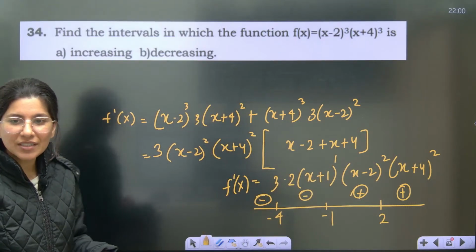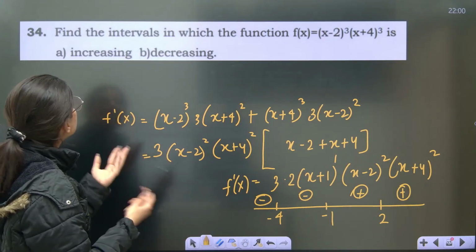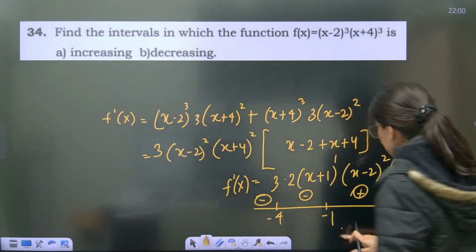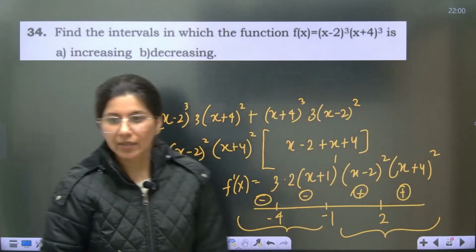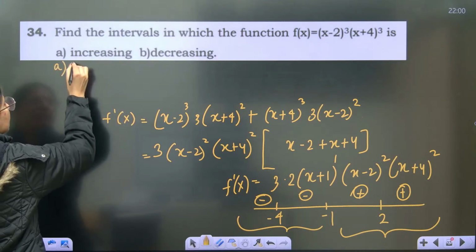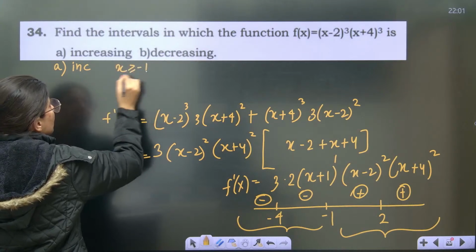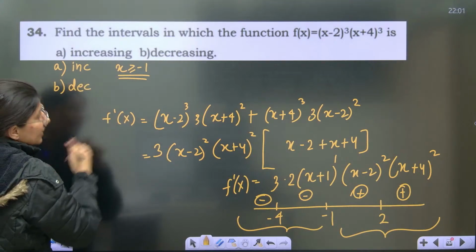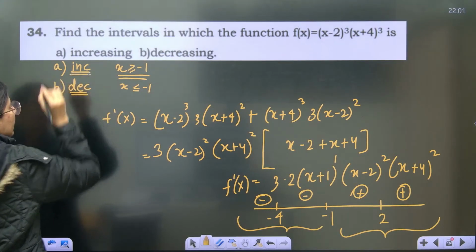Okay, thank you, Shruti. Now, obviously, in which interval is the function increasing? This is where your function increases, and this is where your function decreases. So increasing for x greater than or equal to minus 1, and decreasing when x is less than or equal to minus 1.